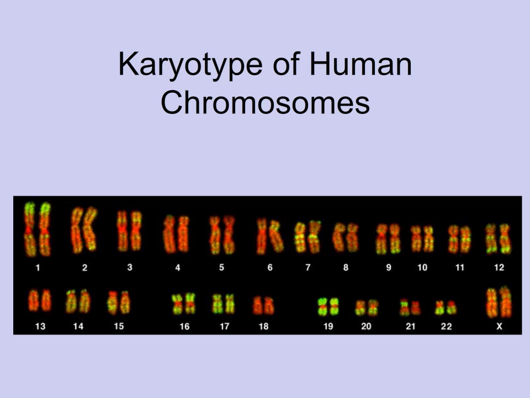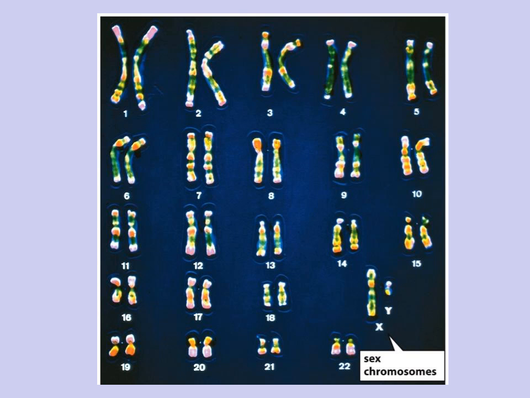The 23rd pair, or the sex chromosomes, are also homologous if the individual is a female and has two X chromosomes. If the individual is a male, however, only a small portion is homologous, so that the X and Y chromosomes will synapse during meiosis.